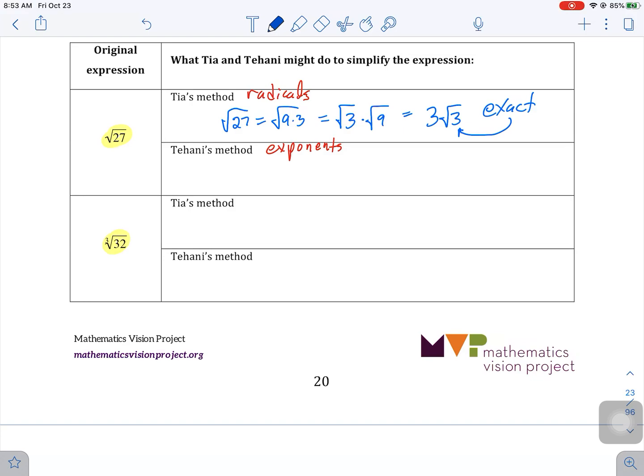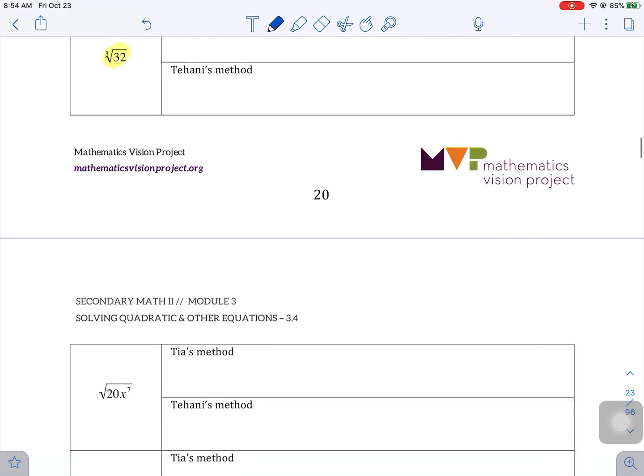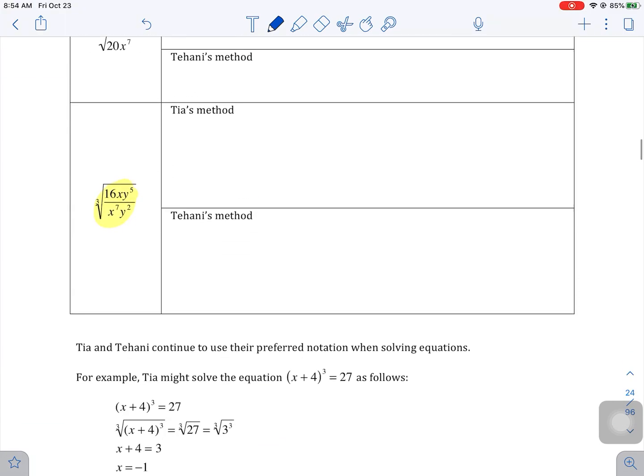Same thing with exponents. We could say, what is 27 to the 1/2? And we can rewrite that as 3 times 9 to the 1/2, or we could rewrite that as 3 to the 1/2 times 9 to the 1/2, and therefore we get 3 times 3 to the 1/2, which is also the same thing as 3 times the root of 3, and it is exact. Let's try one a little more complicated.